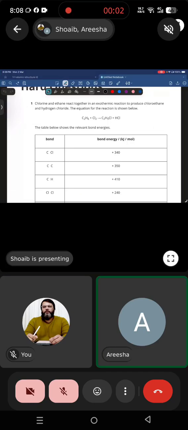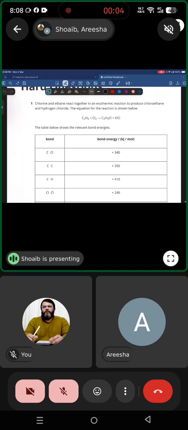Okay, so today we're going to start with the topical past paper, and the topical past paper is the energetics, means the endothermic and exothermic topic. We're going to do the hard questions today.